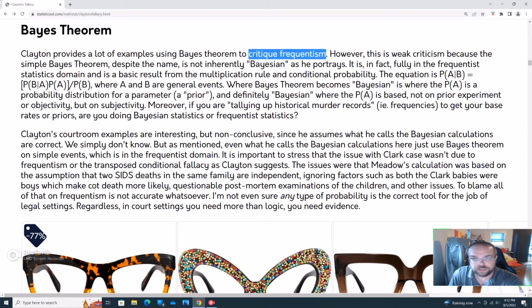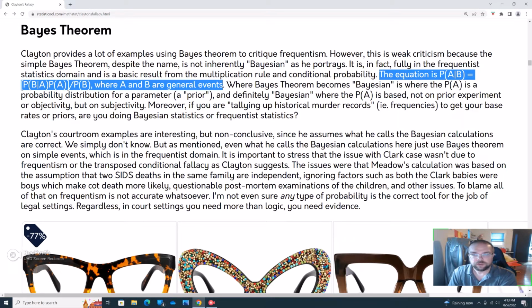Now, Clayton mentions a lot in the book examples using Bayes' theorem to critique frequentism. But this to me is a very weak criticism, because the simple Bayes' theorem, despite the name, is not inherently Bayesian as it's being portrayed. It's just a result of the multiplication rule and conditional probability. I have the equation here. Probability of A given B equals probability of B given A times probability of A, all divided by the probability of B. Now here A and B are general events. Where it becomes Bayesian is where the probability of A is a probability distribution for a parameter, otherwise known as a prior, right? And it's definitely Bayesian where the prior is based not on past experimental data, something more objective, but on complete subjectivity. So I don't think appealing to Bayes' theorem in general for simple events is appealing to frequentism.